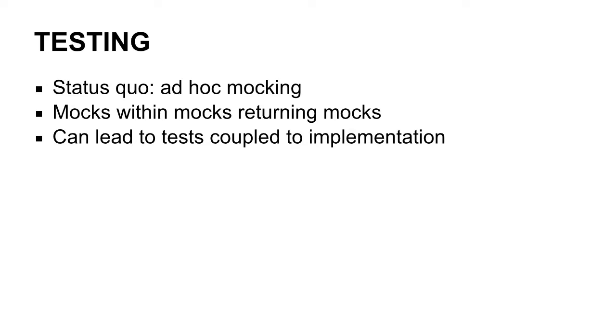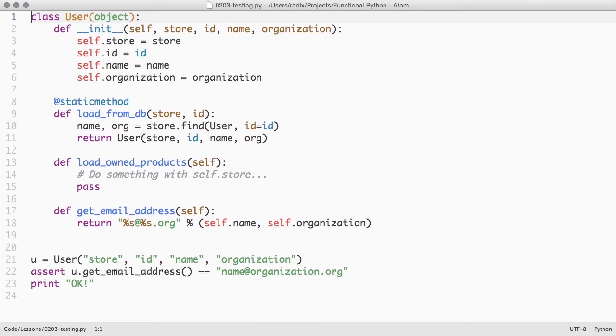To demonstrate, how many times have you seen a domain model like this? We have a user class that accepts some database store, an ID, the name of the user, and the organization that that user belongs to, and it assigns those to attributes on self. It has some methods for interacting with the database, for loading related objects, and then some utility method for getting the email address of the user that combines the name and the organization. To invoke that method, we need to instantiate a user with a store, an ID, a name, and an organization, even though that method only actually acts on name and organization.